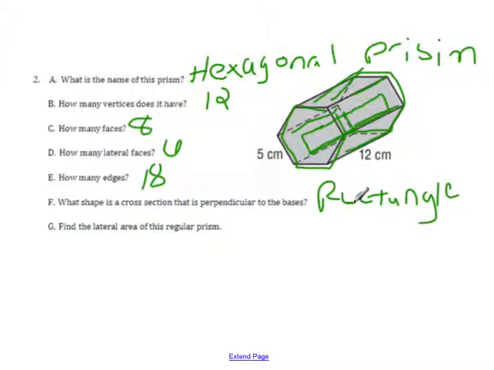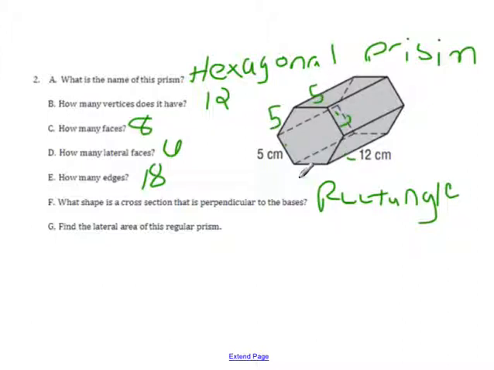Next, we want to find the lateral area of the hexagonal prism. So this is a regular hexagon, which means all of the sides have a length of 5. So we're going around and each of these has a length of 5. And 5 and 5 and 5. So really it's just 5 times 6 to get the perimeter when you add all of those together. So our perimeter is 5 for all 6 sides.